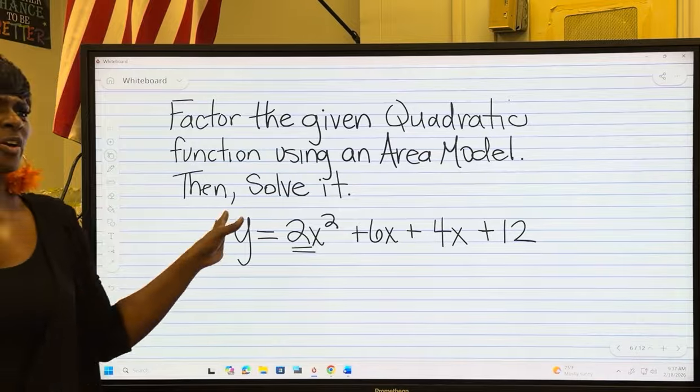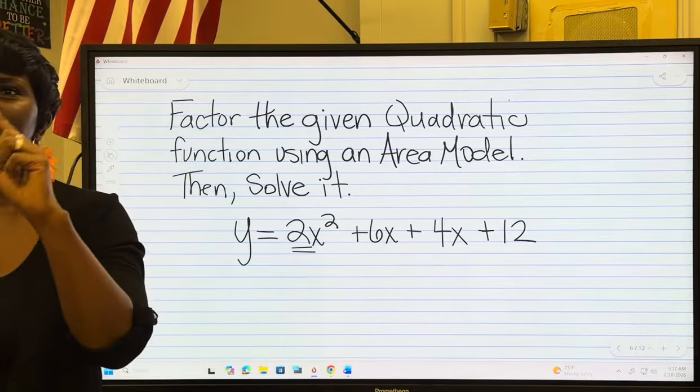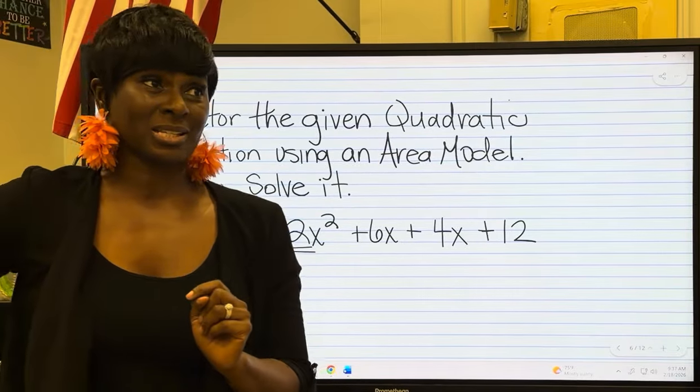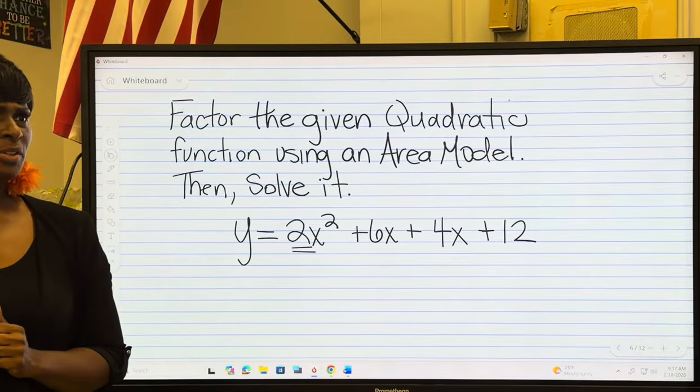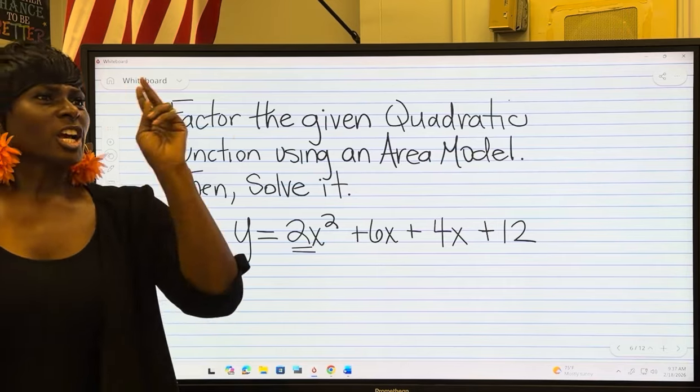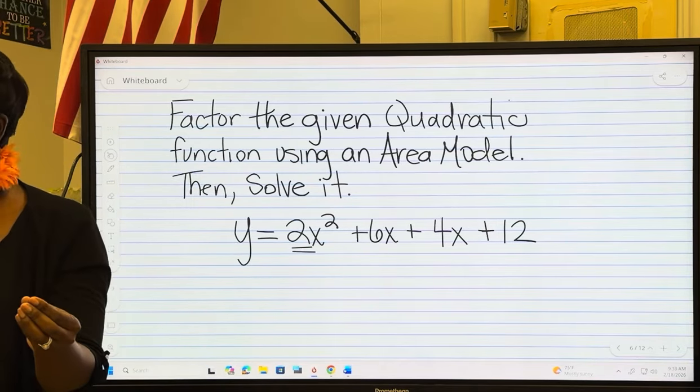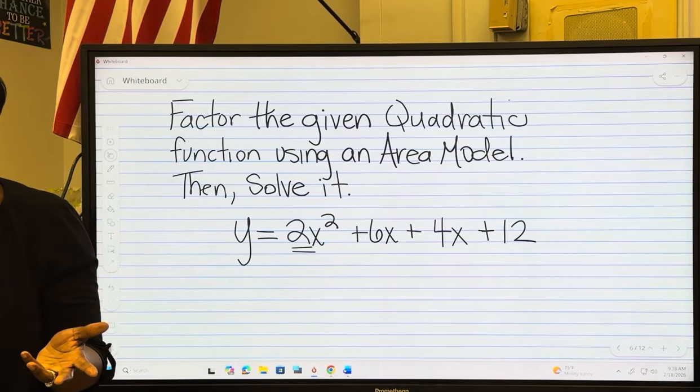What else do I know about the graph of this function? Where is it going to cross the y-axis? How do you know it's 12? Because it's your C, which is your y-intercept, which is your initial value. Are you all with me?